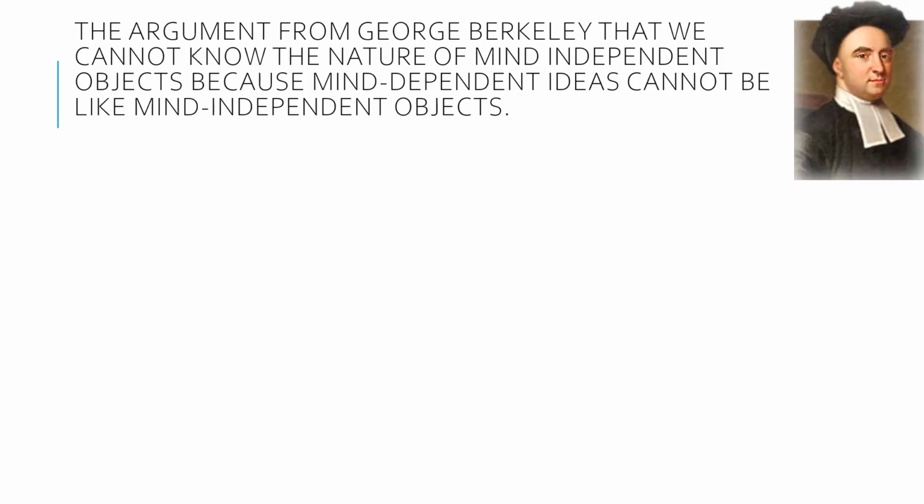Moving on to the final syllabus criticism of Berkeley, of indirect realism rather. This is from Berkeley, where he's saying that we can't know the nature of mind-independent objects because mind-dependent ideas cannot be like mind-independent objects. This is a bit of a mouthful. What does this mean? He's saying that sense data cannot be like the external world.